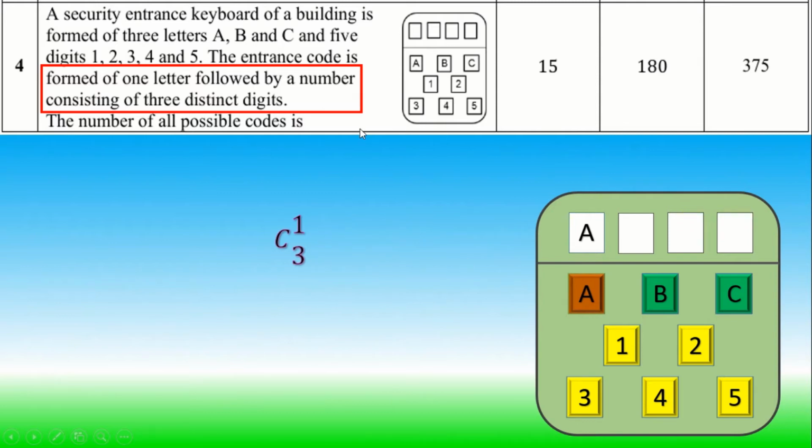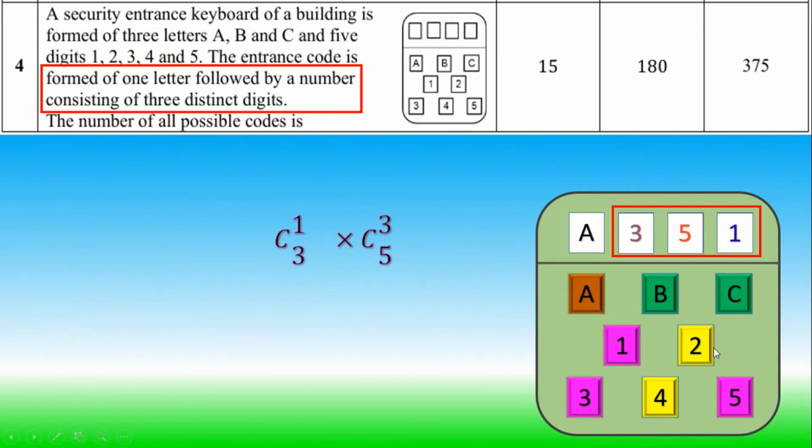Then we should choose 3 digits, a number formed of 3 digits. So we choose 3 digits out of the 5 given digits. We say it's combination 3 out of 5. So it's C(3,1) times C(5,3), but that's not all, which is very important. We can permute or change the arrangement of these 3 digits. So here it's 3 factorial cases. So we should multiply it also by 3 factorial, then it gives us 180.